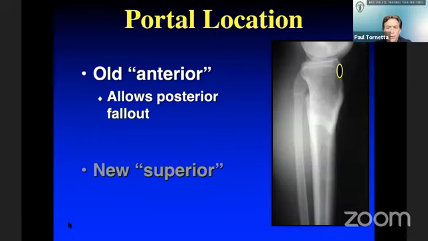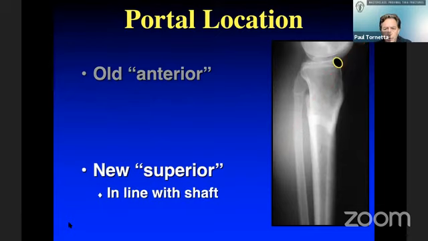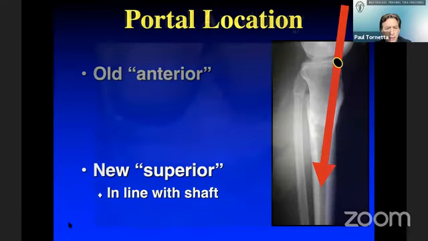This is the initial portal location, kind of on the front part of the tibia, that Country used actually in extension and that other people use in flexion. And that's not a really good portal because you're going to drive out the back of the tibia and give yourself an anterior deformity. Jim Carr described this more superior portal that'll run a little bit more down the shaft of the tibia, and that's the portal that I would recommend using.